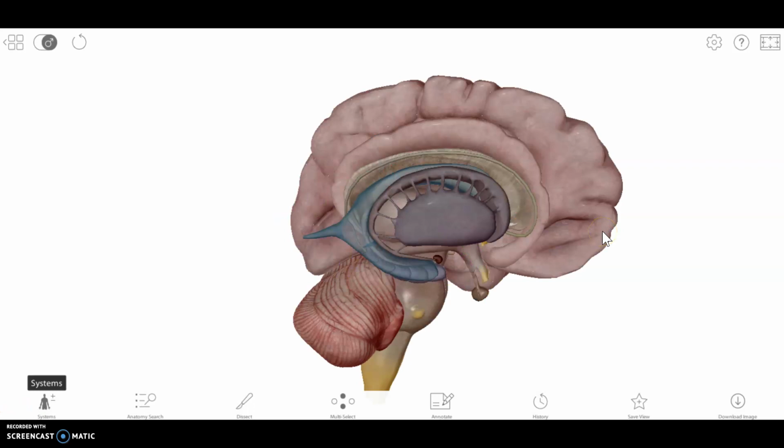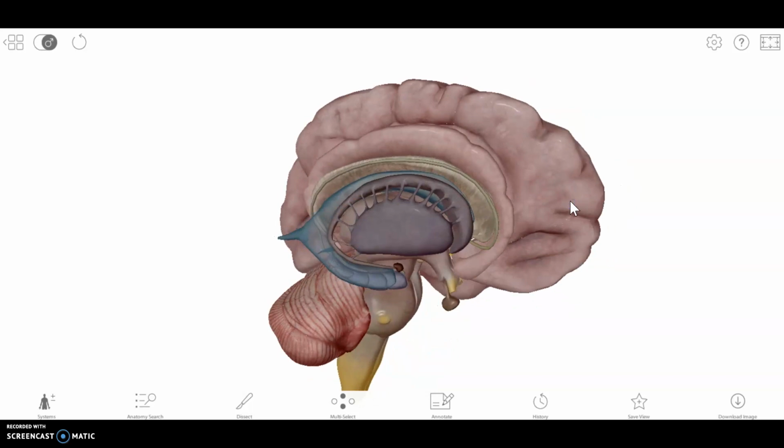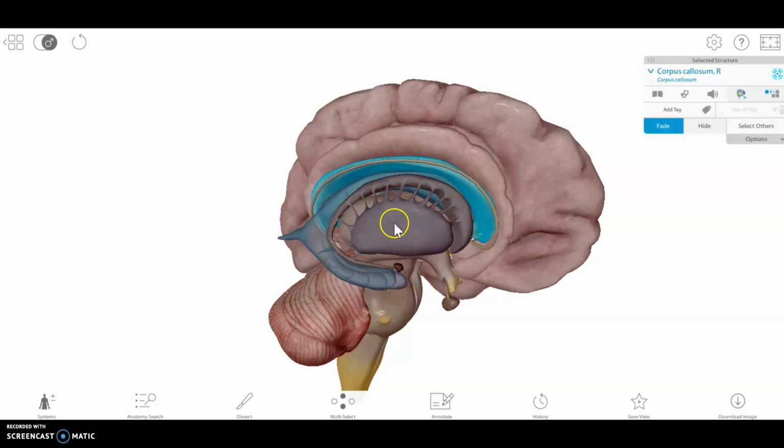Right now we're going to get into some internal brain structures. So I'm on a different view. I've hidden the right cerebral hemisphere so that we can see these internal structures. So the first one is the corpus callosum. This is a commissure that connects the hemispheres. It surrounds the diencephalon. So it's this area right here.